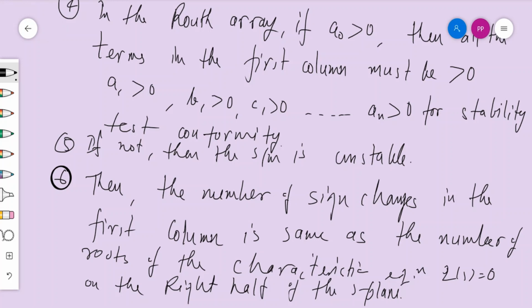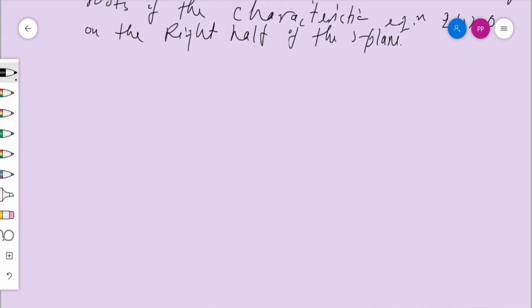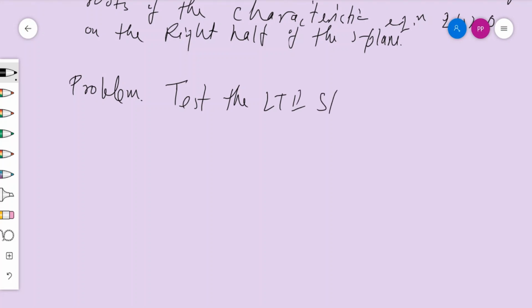So let us try an example so that we can understand how simple the technique is. So let us take a problem. Test the LTI system s power 4 plus 8s cube plus 18s square plus 16s plus 5 equal to 0.